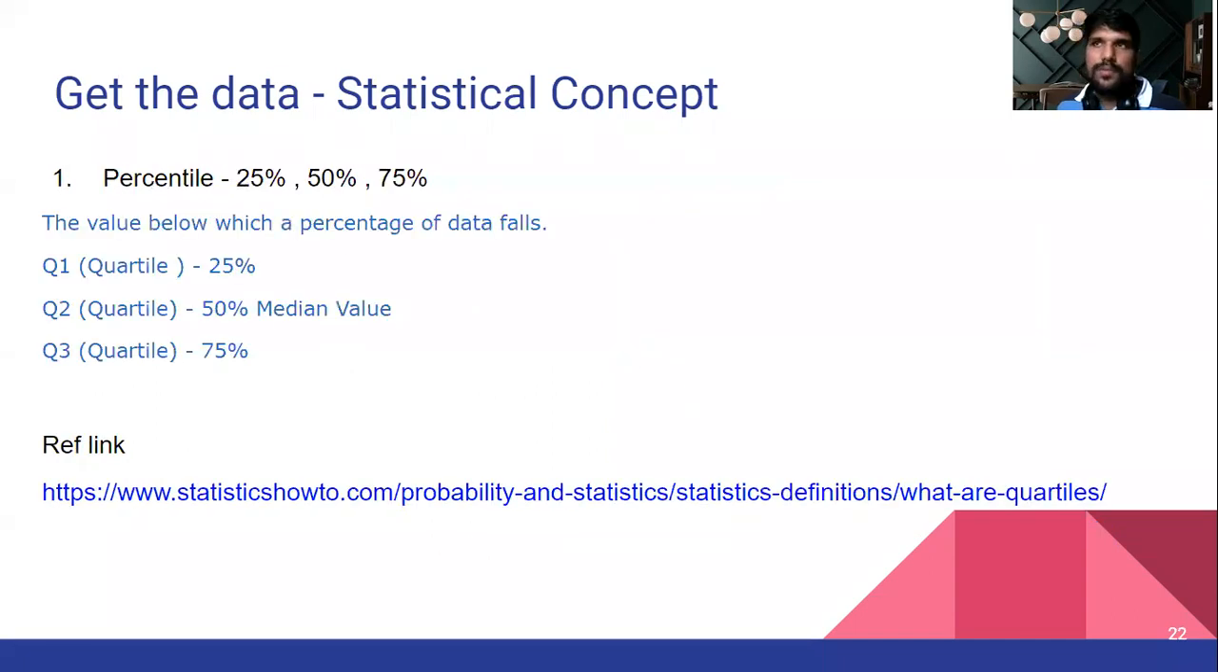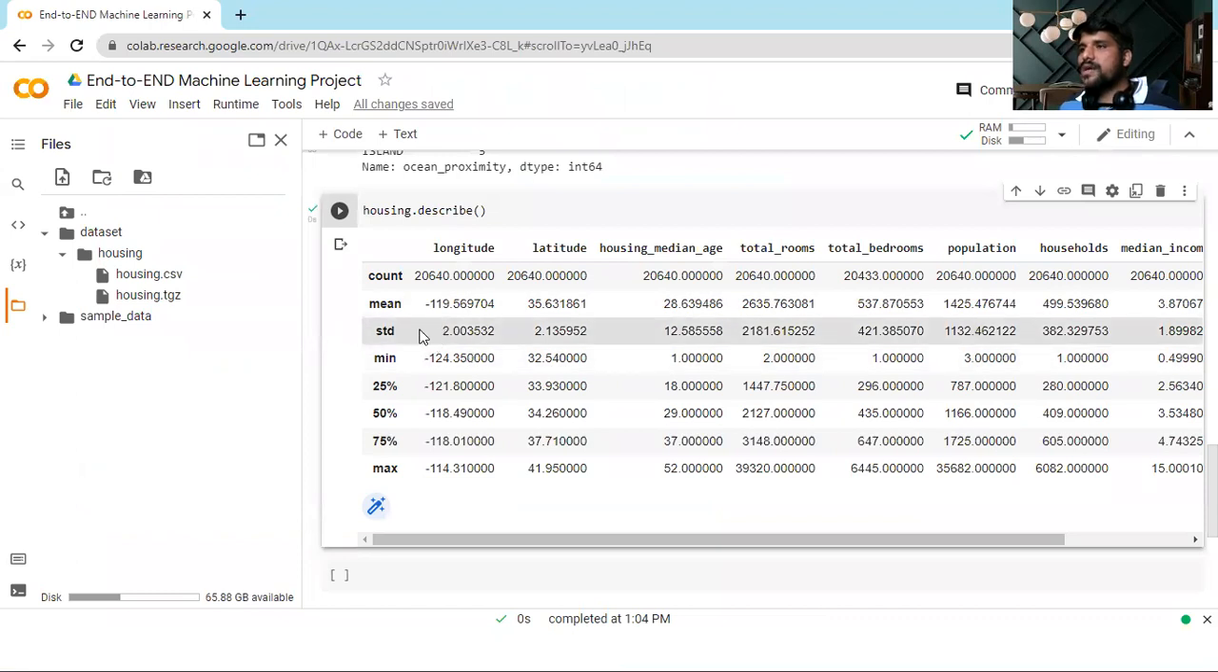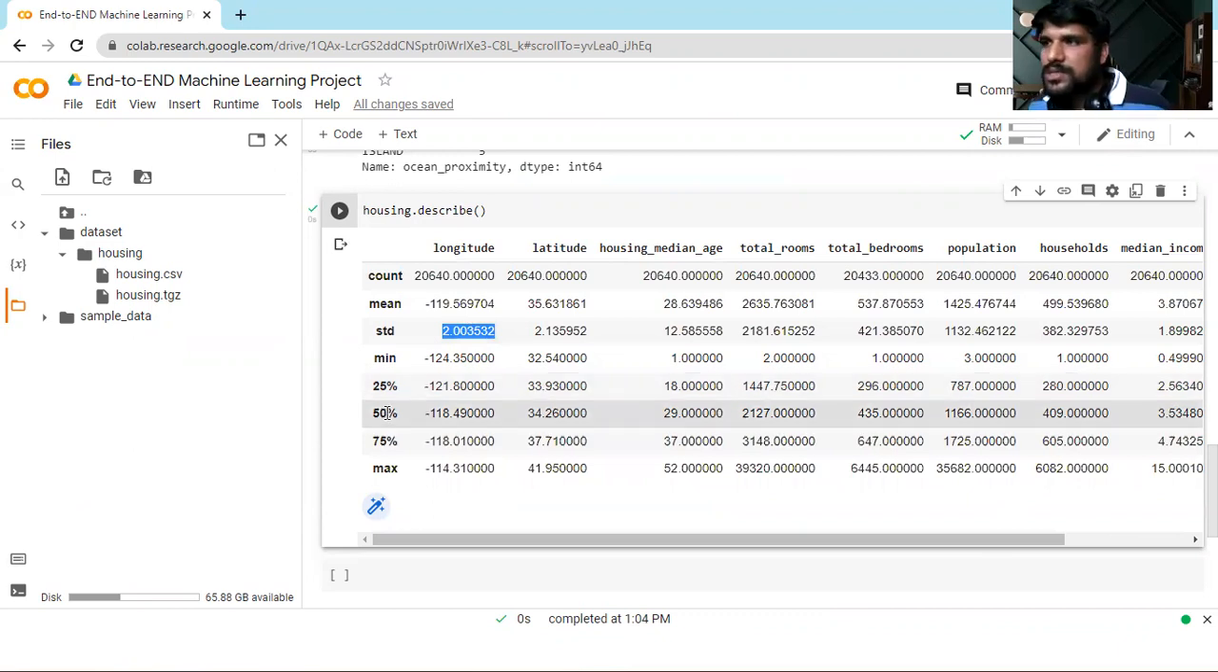So let's jump to our code. So guys, this is the standard deviation stuff. For the longitude, my standard deviation is 2. So from my mean, above the standard deviation of 2 and below the standard deviation of 2, most of the data falls. Similarly for the other variables. Not wasting much time, let's move on, it's a bit of a long video.